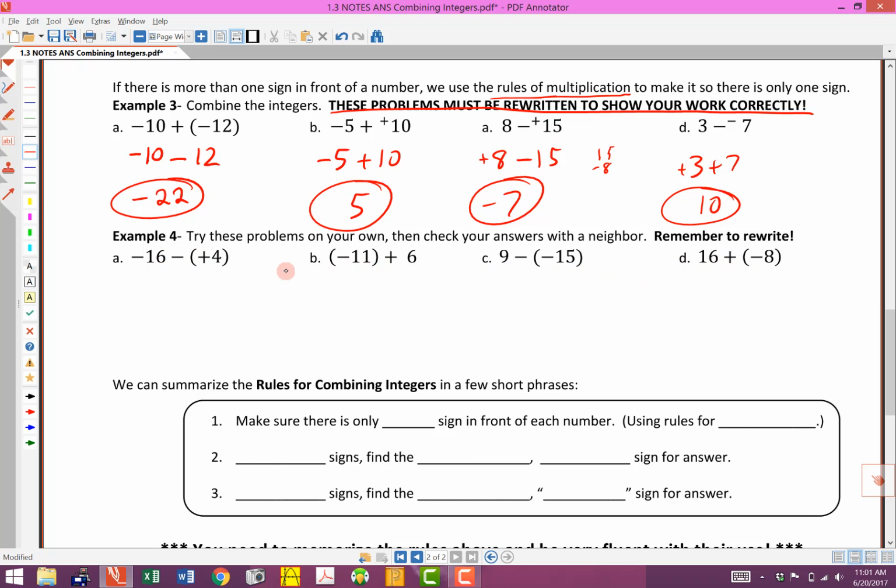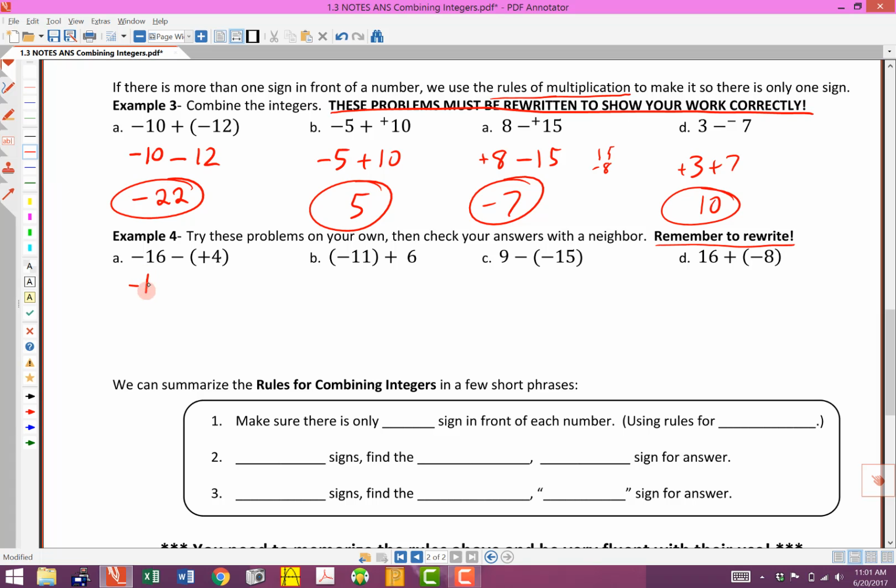Now, what I'd like you to do is try these on your own. So if you want to pause this and then run through and do these, that would be great. I'm going to go through and change these. I'm going to rewrite each one of these. So here's what I'm going to do. If you want to work ahead, pause this. If you want to follow along, just keep watching. So I'm going to rewrite each one of these.